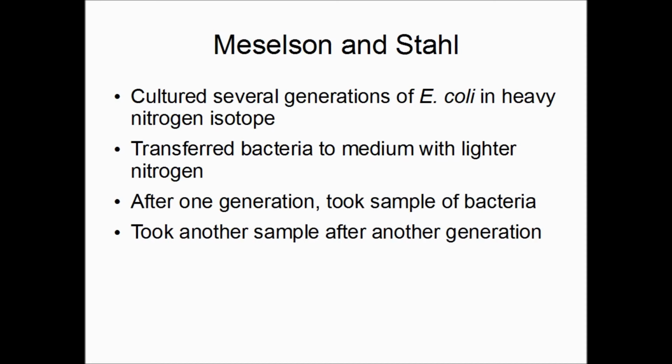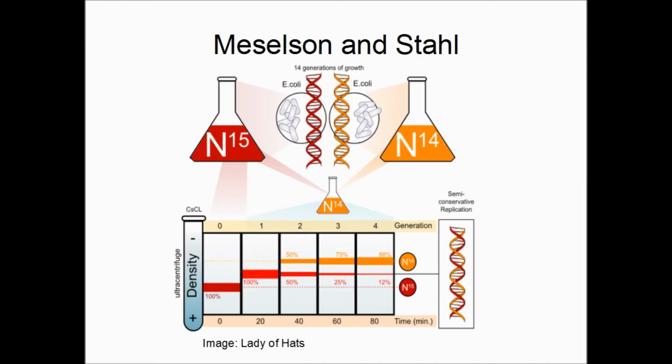So after one generation in the lighter nitrogen, they took a sample of bacteria. They isolated the DNA, ran it through a centrifuge, and saw where it settled in. After a second generation, they took another sample, and they kept doing this until they had samples from several different generations of bacteria. So this diagram by the Lady of Hats is in the public domain. She created this to show people how this experiment came out. So over here we've got bacteria that have used the heavy nitrogen, N15, to produce their DNA. And then they were given a medium of N14, the lighter nitrogen.